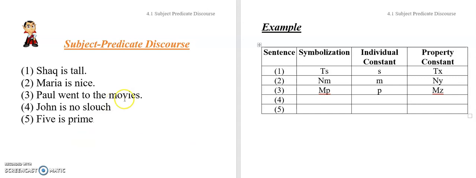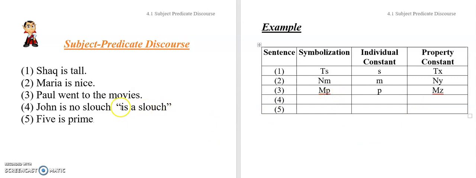We do not have properties like "is no slouch" or "is not a slouch." There's no such properties. Our property constants will never stand for something like that. Any kind of negation involved is going to be handled by our tilde symbol, and so you're going to have a property like "is a slouch," or being a slouch would be the property, and we have the language "is a slouch" to work with.